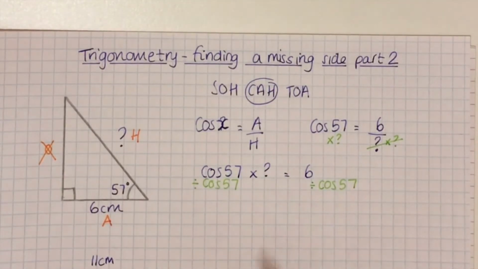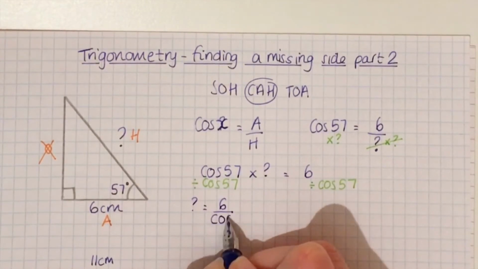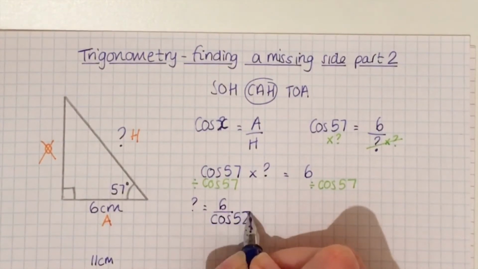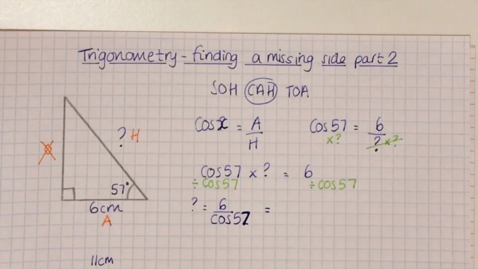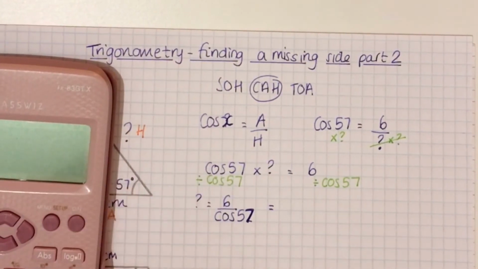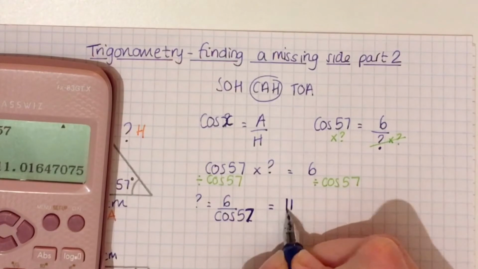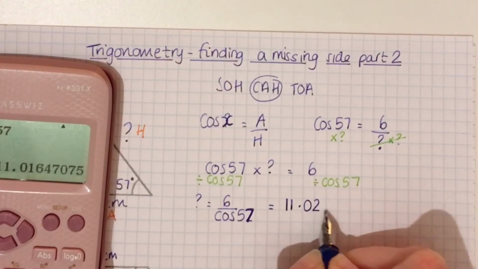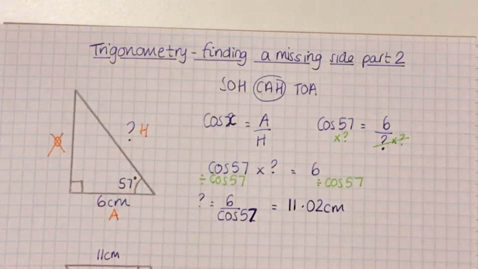So the question mark equals 6 divided by cos 57, and then all I need to do is put that into my calculator. I type into the calculator 6 divided by cos 57, and my answer is 11.02 centimetres. Right, so let's have a look at the next one.